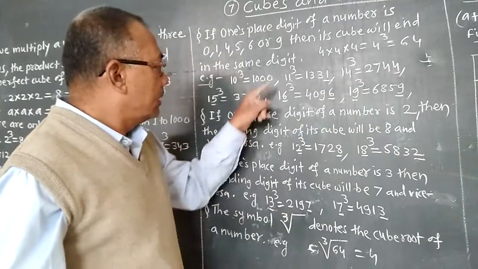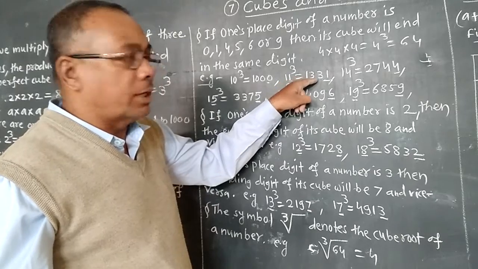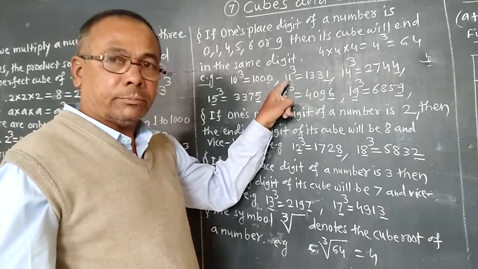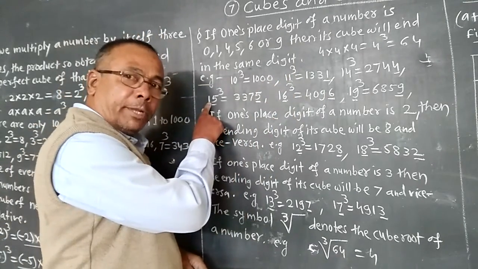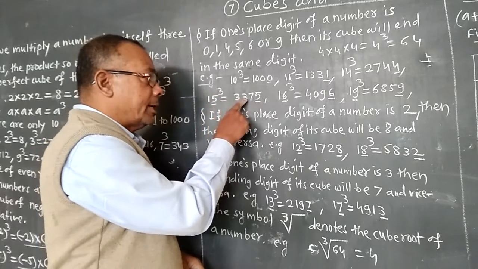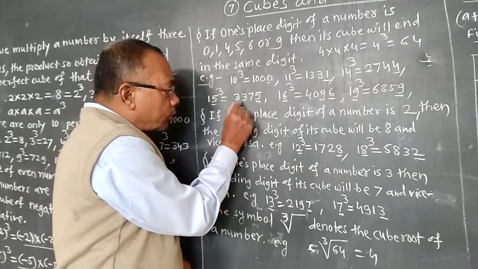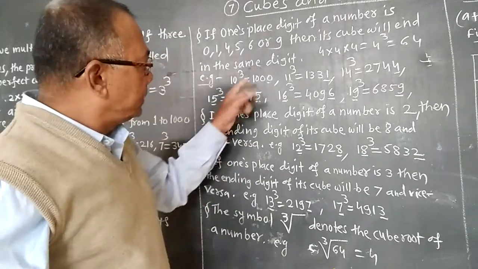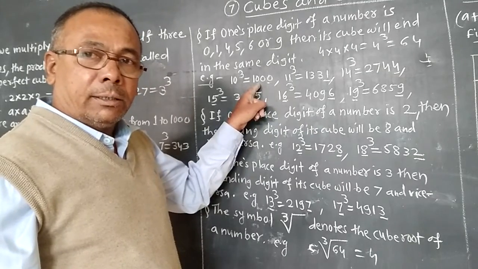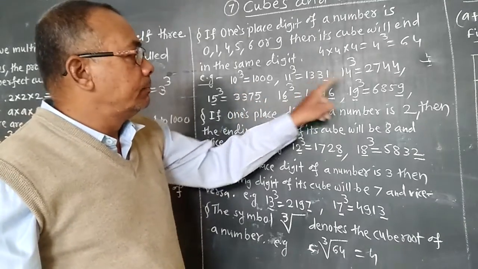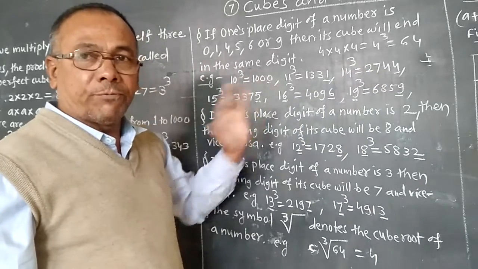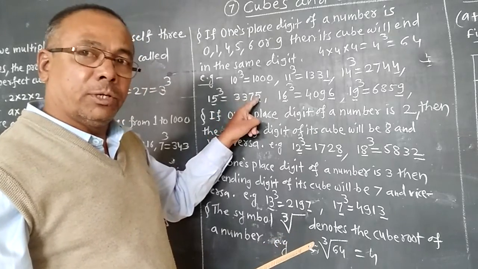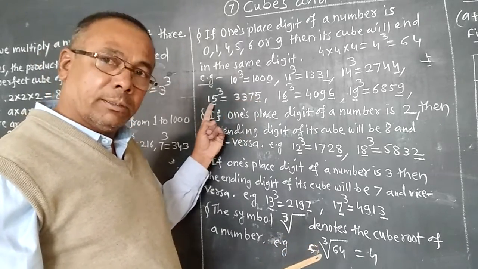Or here, 11 cube is 1331 and therefore cube root of 1331 is 11. In another one, if we consider 15 cube is 3375, and therefore cube root of 3375 is 15. So here the values on the right side are all perfect cubes. Perfect cubes means 3375 is a perfect cube and its cube root is 15.